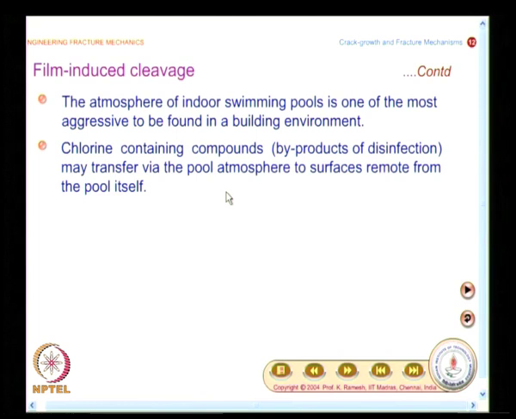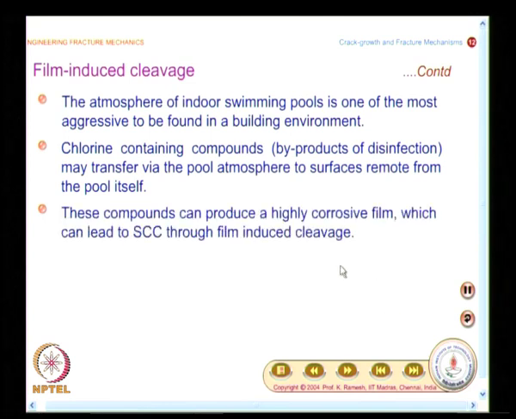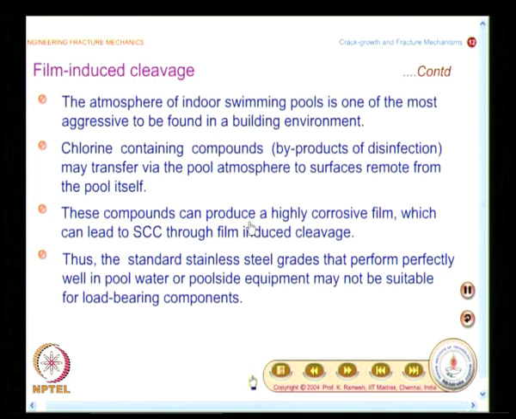So, what you will have to look at is that the chlorine containing compounds which are used for disinfection may transfer via the pool atmosphere to surfaces remote from the pool itself. So, that is what happens when you have a roof supported by stainless steel rods. They were exposed to chlorine containing compounds. These compounds can produce a highly corrosive film, which can lead to SCC through film induced cleavage. As I mentioned earlier, the standard stainless steel grades that perform perfectly well in pool water or poolside equipment may not be suitable for load bearing components.